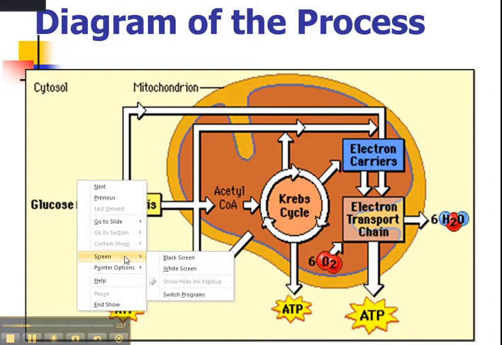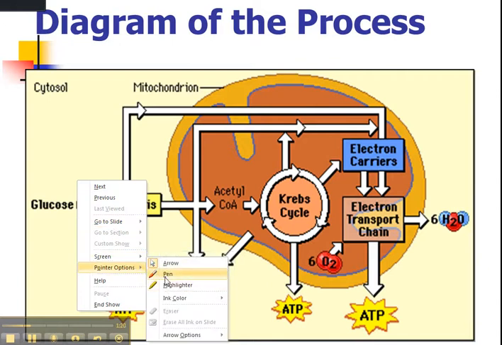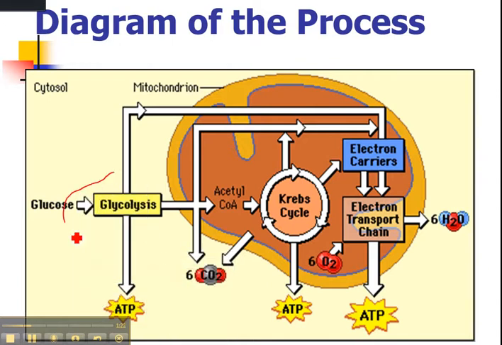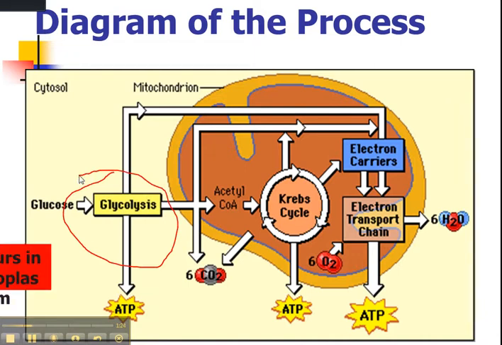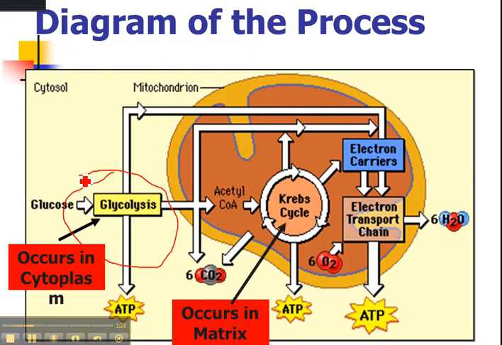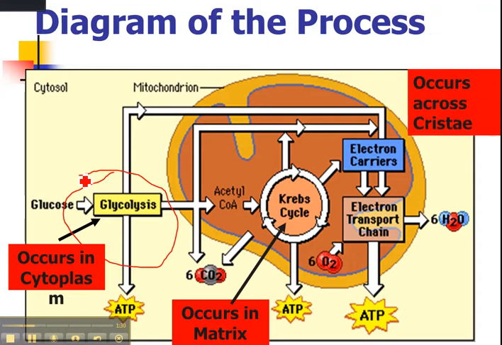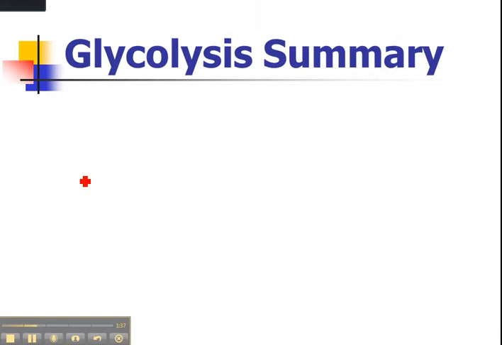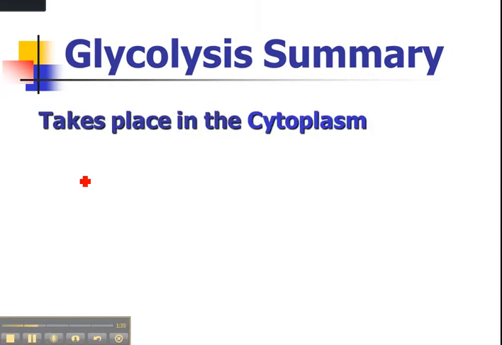But again, we're just going to talk about glycolysis. So again, the Krebs cycle occurs in the matrix, and the electron transport chain occurs across the cristae or the inner membrane. So glycolysis, really we're just going to start with a summary. It's taking place in the cytoplasm. How many times do I have to say this? It takes place in the cytoplasm.